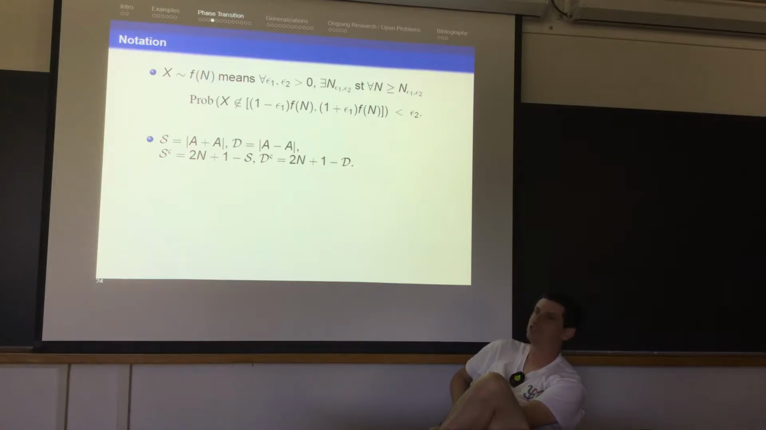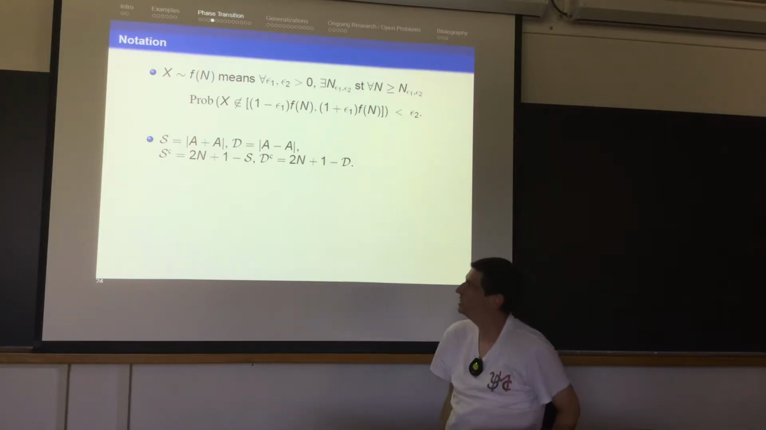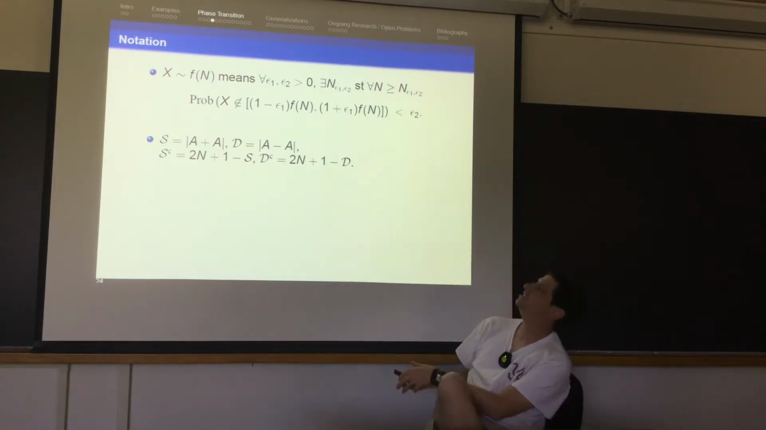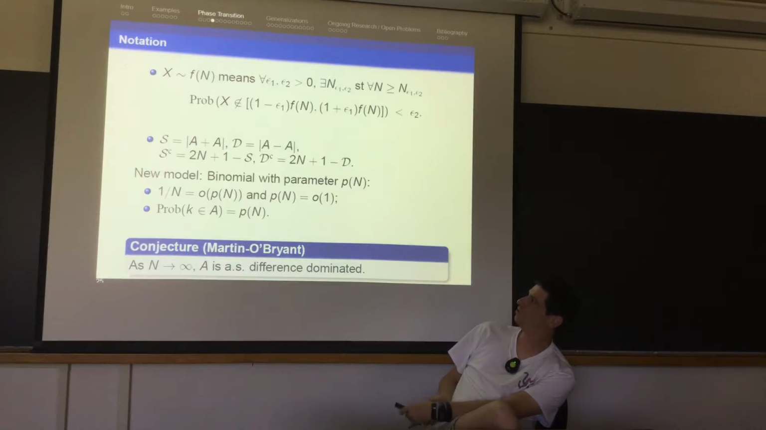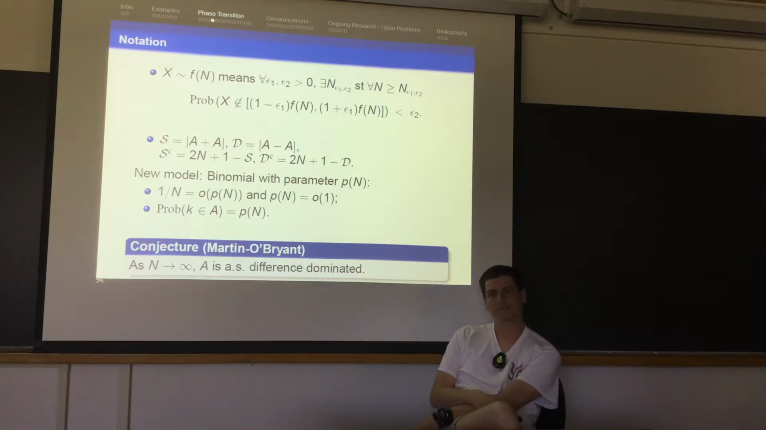And then you just define S to be the cardinality of A plus A, D is A minus A, S complement is how many missing sums we have, D complement is how many missing differences do we have. And the new model is a binomial with parameter p of n. I want the decay p of n to be going to 0, but not 0 so fast that I don't have any elements in my set.